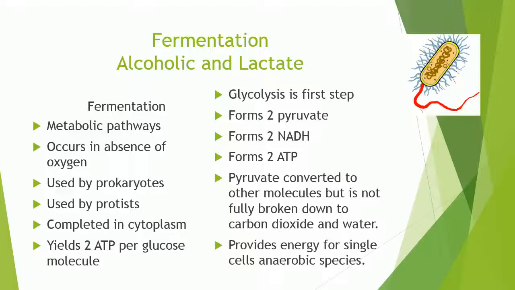But then that pyruvate that's formed is going to get converted, some of it, but not all of it is going to be completely broken down. And this is going to provide energy. This type of pathway, fermentation through alcoholic and lactate, is going to provide energy for those prokaryotes or protists. And so it has to provide energy for a smaller organism because it's only producing those 2 ATPs, other than the 36 that we have.